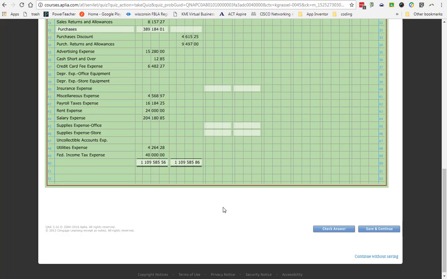$1,109,585.56. Oh, it's 8. It should be 86. Oh, typo. Fat fingers. Good job, Nick. Thanks for pointing that out. And Riley. Okay. So trial balance, debits and credits equal.